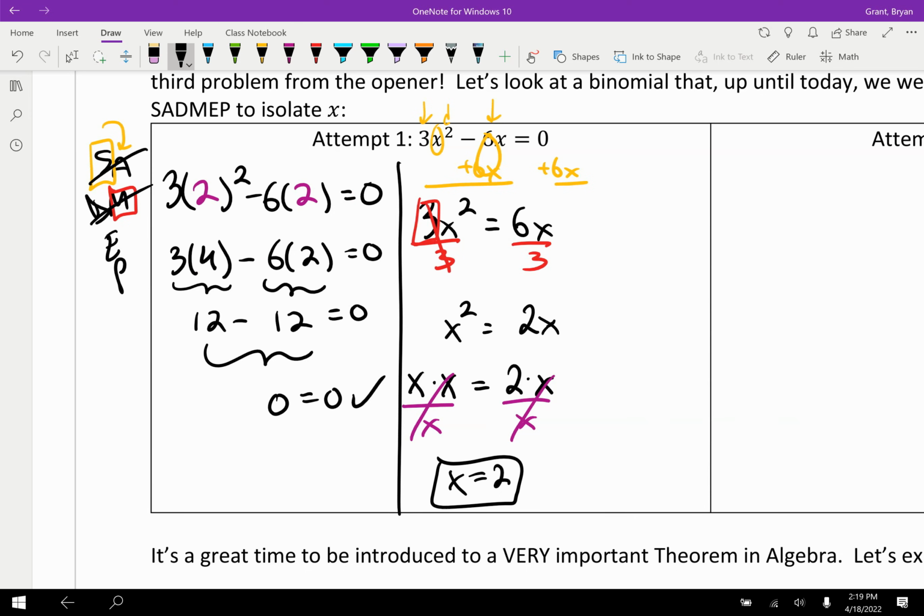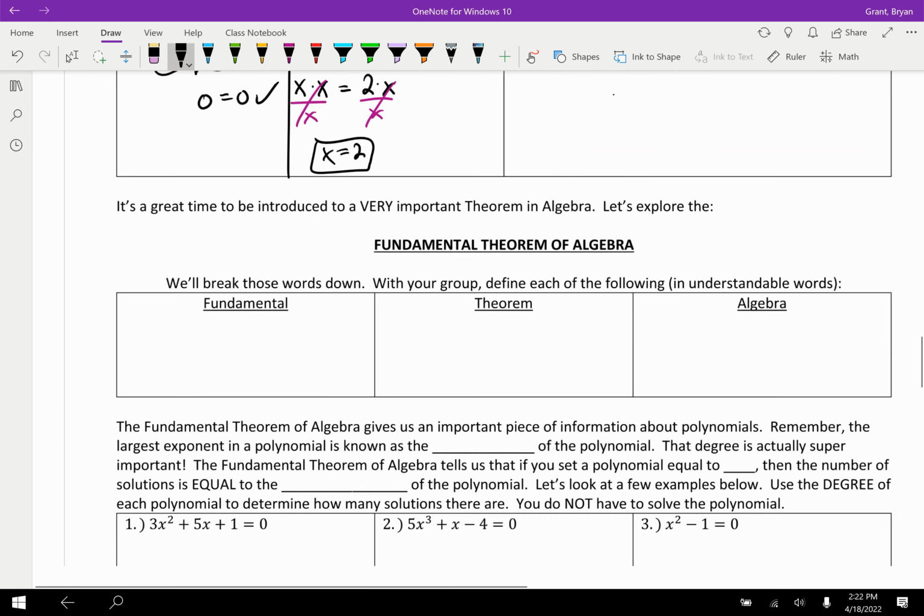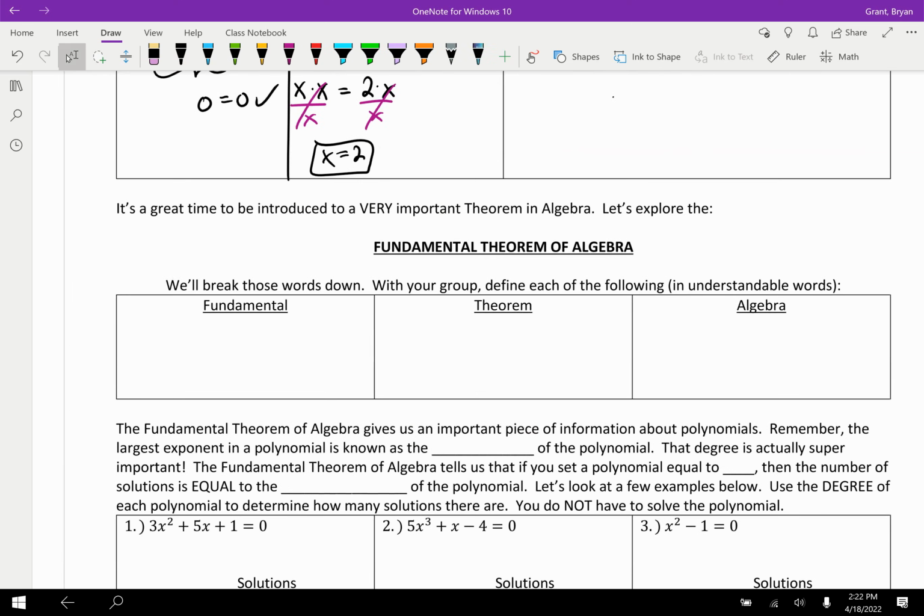And it kind of did. But if you were on a test and you listed this answer, you actually wouldn't get full credit. So let's talk about why you wouldn't get full credit, what the bad math was over here, and then we can go through and learn how to solve this problem. So we're going to start by introducing a very important theorem in algebra. Arguably, it's the most important theorem in algebra.